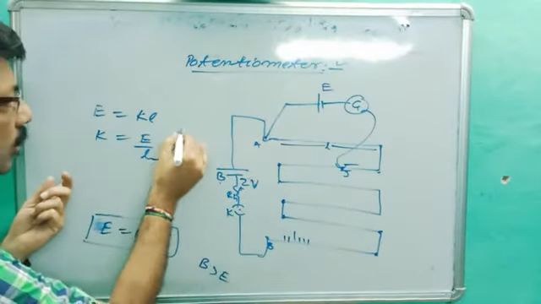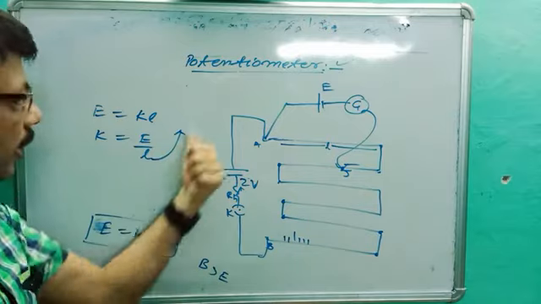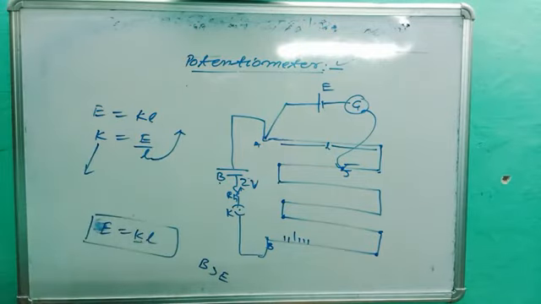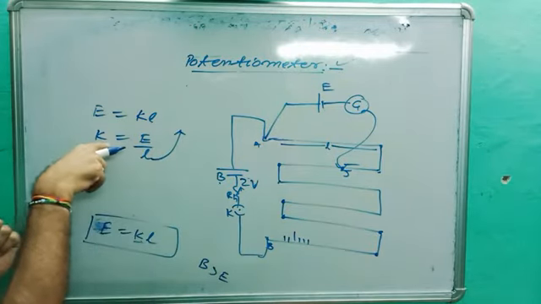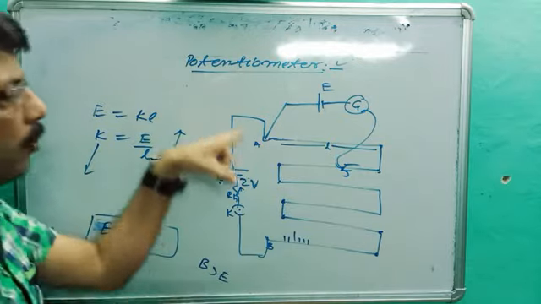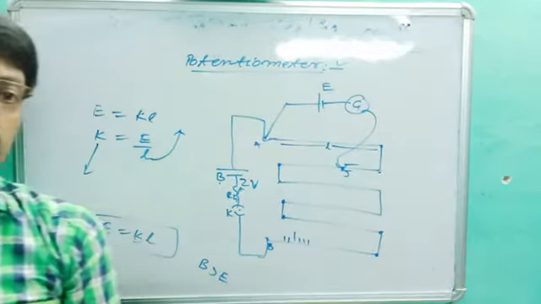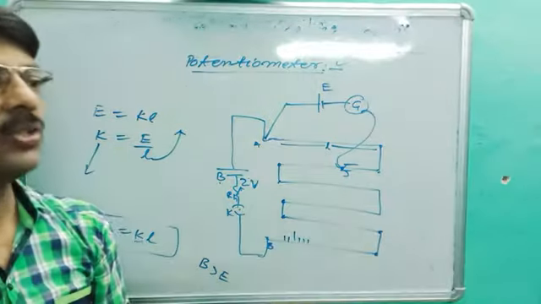If length is more, keep in mind, K will be less. When length is more, the potential gradient will be less and the potentiometer becomes very sensitive. Note down the point. Why do we use a long wire?